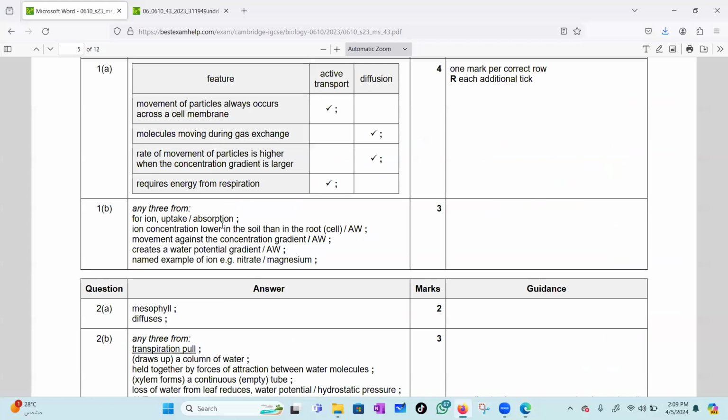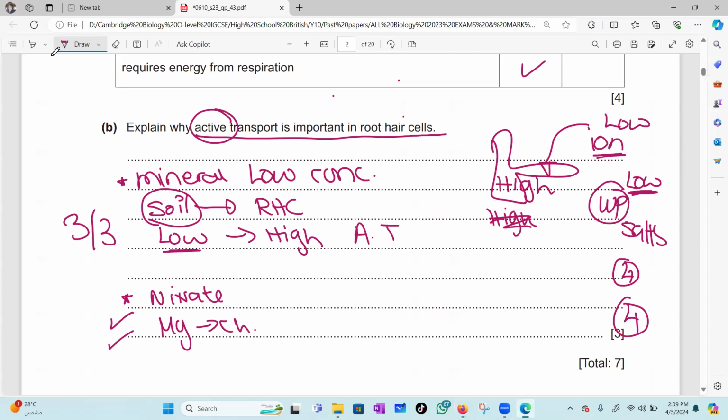So for ion uptake, for absorption, ion concentration is lower in the soil than in the root. Of course, we said that. Movement against a concentration gradient, we said from low to high, creates a water potential gradient. This is what we added at the very end. And you gave an example of one of the mineral ions that we will use, nitrate or magnesium. Write all the information you know so that you score all the 3 marks.